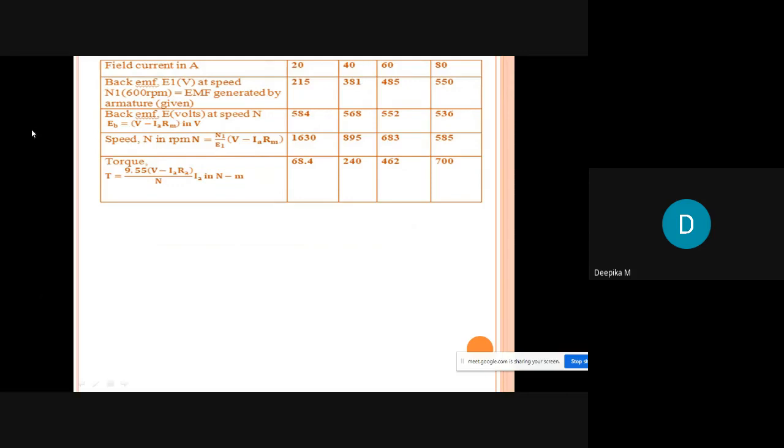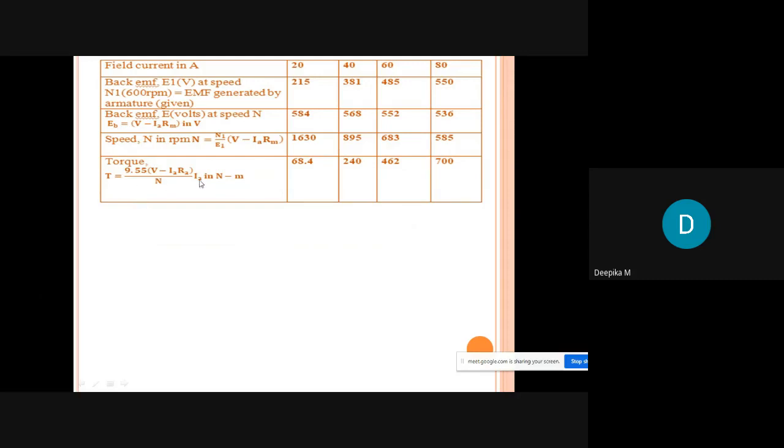So what we can write here is this relationship, that is N1 by E1 is into V minus Ia into Rm. We have already calculated V minus Ia Rm, and N1 is nothing but 600 RPM, you can see here, and E1 is nothing but 215. That is, for each value you have to keep on changing the E1 value, and also the V minus Ia Rm value. Hence, you will get the value 1630. In this way, you have to draw.